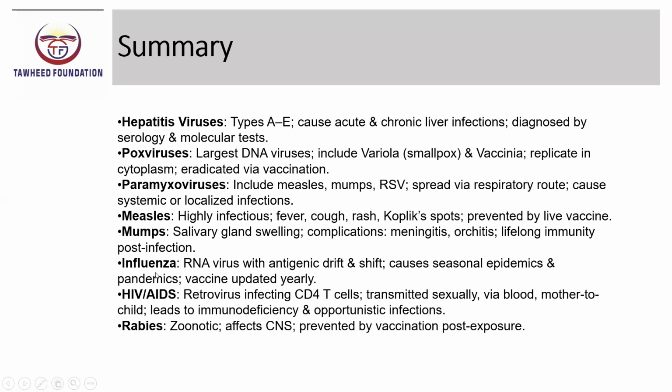Influenza: an RNA virus with antigenic drift and shift, causes seasonal epidemics and pandemics, and the vaccine is updated yearly. HIV/AIDS: a retrovirus infecting CD4 T cells, transmitted sexually, via blood, and from mother to child, leads to immunodeficiency and opportunistic infection. Last is rabies: zoonotic, affects the CNS, prevented by vaccination and post-exposure prophylaxis.